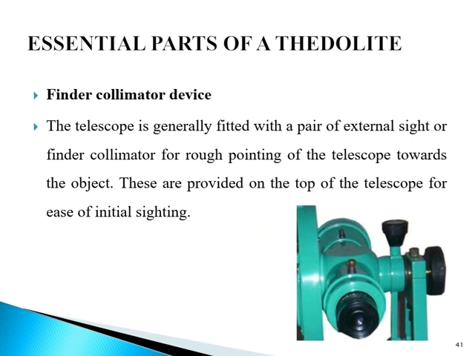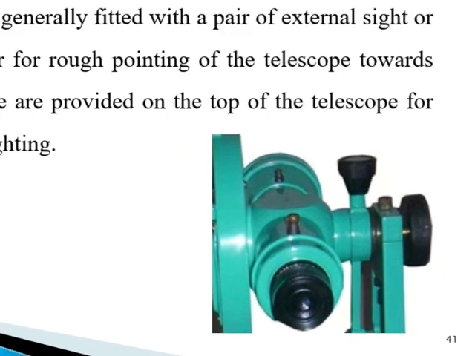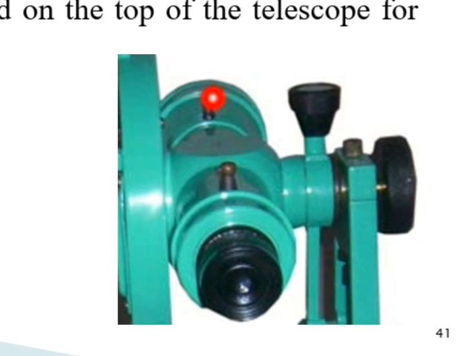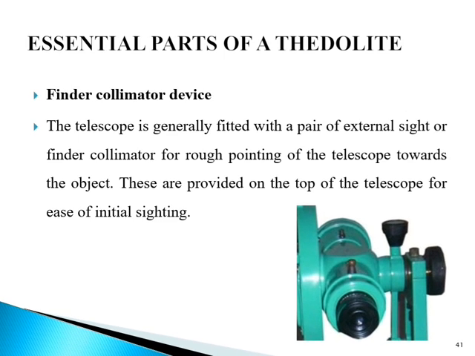Next is finder collimator device. The telescope is generally fitted with a pair of external sights or a finder collimator for rough pointing of the telescope towards the object. These are provided on the top of the telescope for ease of initial sighting. So you can see the finder collimator device here. It is very small. It is provided on the telescope for sighting.